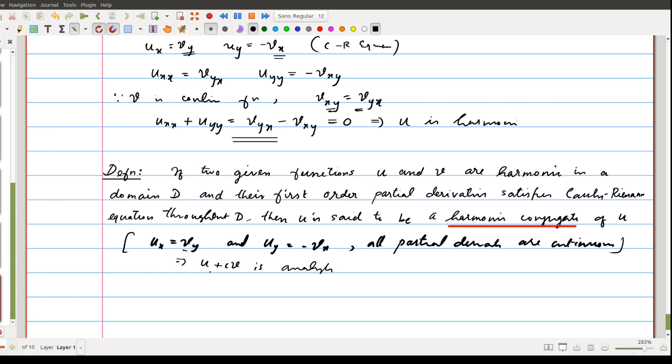In order to get u plus iv analytic, the sufficient condition is that u and v should satisfy the equations, and all the first and second order partial derivatives of u and v should be continuous throughout a domain. So if v is a harmonic conjugate of u, then you can easily get that u plus iv is analytic. Next, the theorem gives the characterization of this harmonic conjugate. The theorem states that a function f of z equal to u plus iv is analytic in a domain D if and only if v is a harmonic conjugate of u. We already discussed one part of the theorem. We will prove the converse as well.